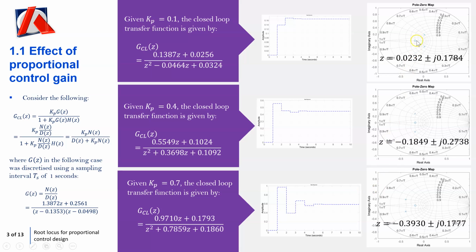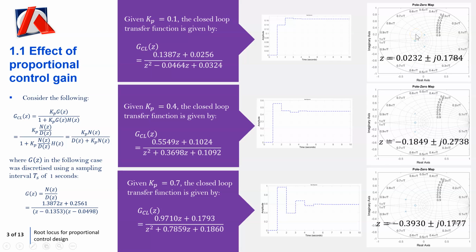What you'll also notice is, if you look here at the pole-zero map, so your Z plane, you'll notice that your zero here, the zero being what you get if you equate the numerator to zero, does not change as your KP value changes. What you will notice though is that your poles are moving. So your poles are moving to the left as you increase the proportional control gain.